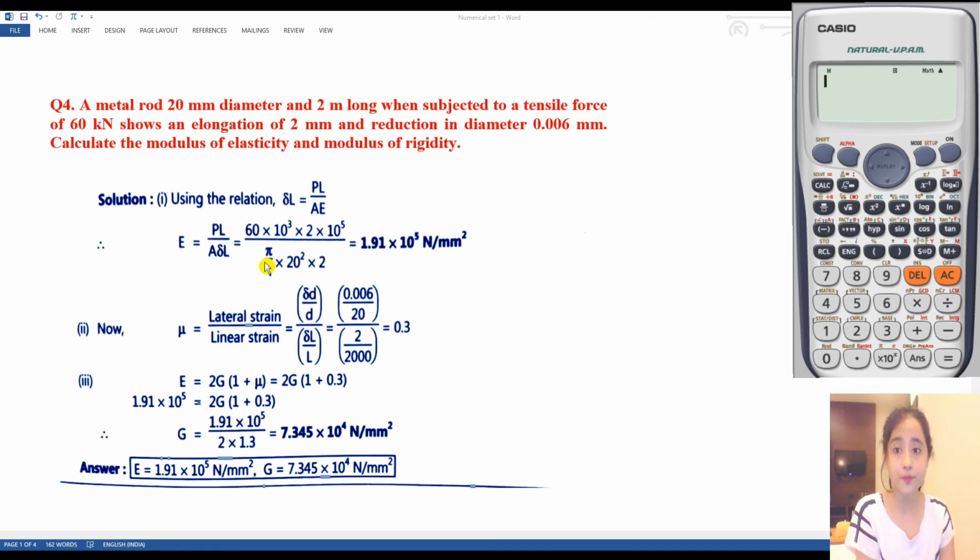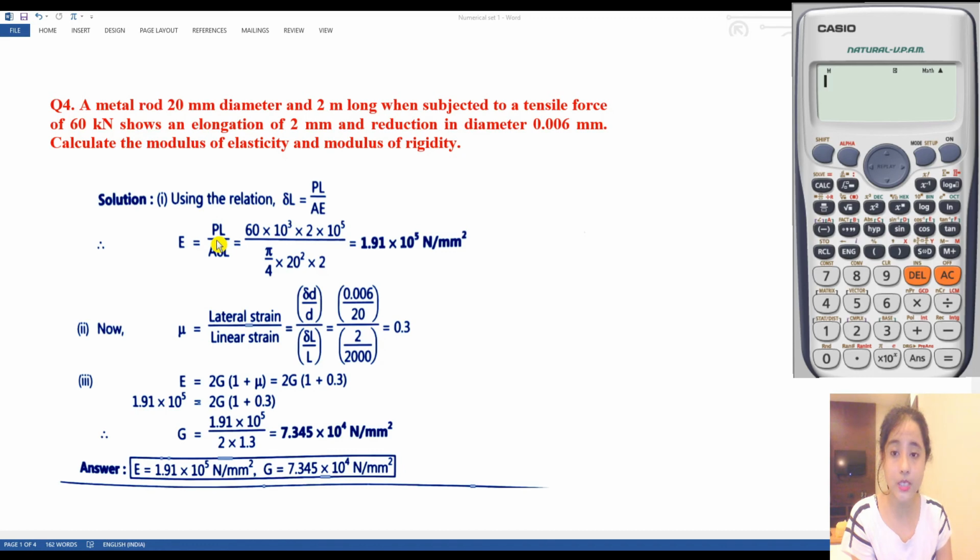So if I want to find E, I'll take E to the left hand side here. Further, this equation will be equal to PL by A into del L. This del L will go into the denominator here. So we have PL by A into del L.